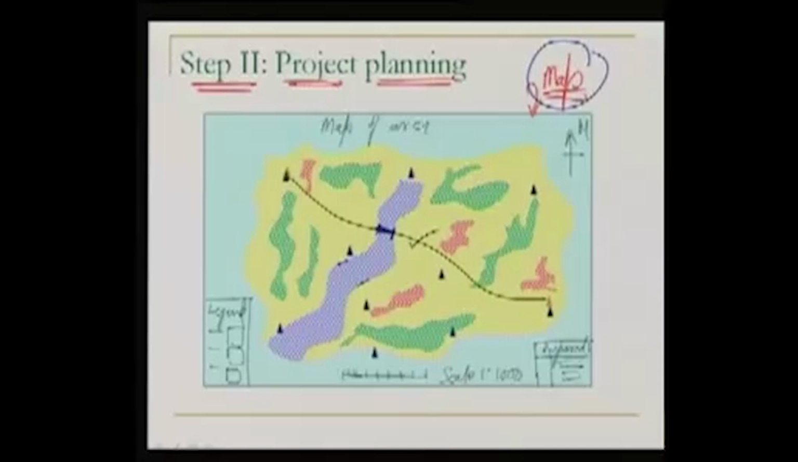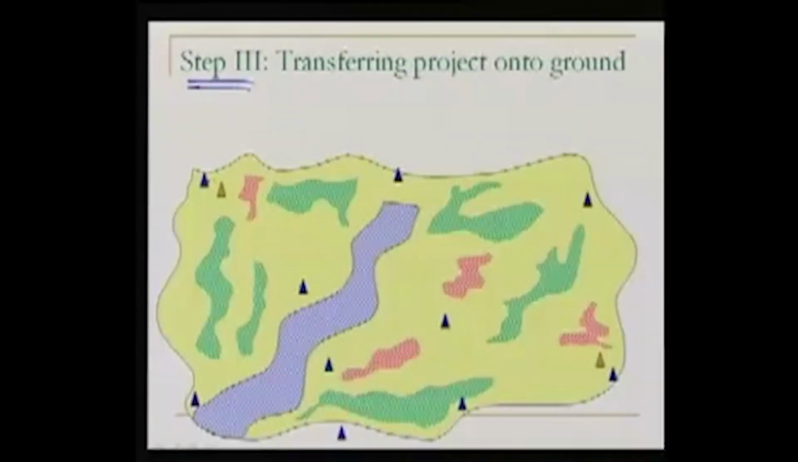What is the next step? Now the route, meaning the road and the bridge, they are on the map. What should we do next? The third step in the life cycle of the project is transferring the project onto the ground.